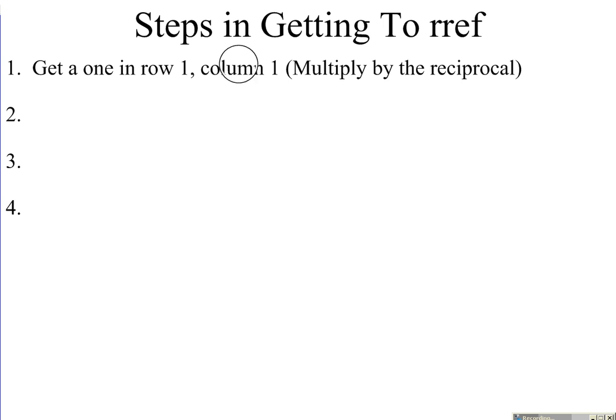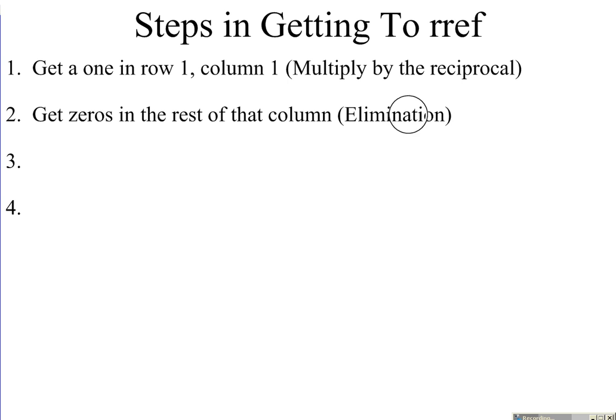Steps in getting to reduced row echelon form. Step 1: we want to get a 1 in row 1, column 1. To do that, we will always multiply by the reciprocal if it's not already a 1. So that first step will always be the same. Step 2: get zeros in the rest of that column. If you think back to what we did with elimination, each row in the matrix is an equation. So getting zeros in the rest of that column essentially says that we are eliminating x's in all of the other equations.